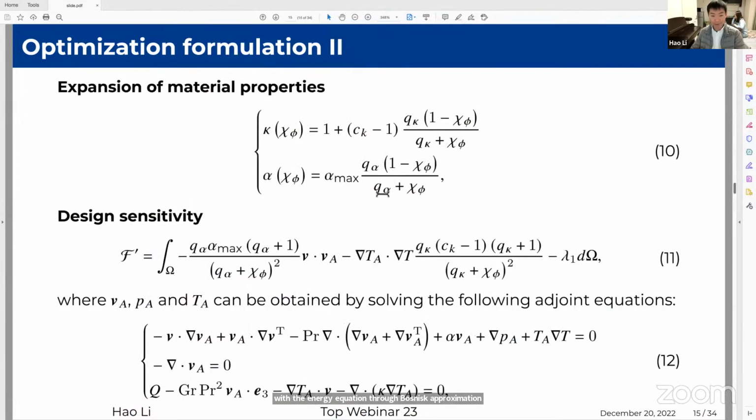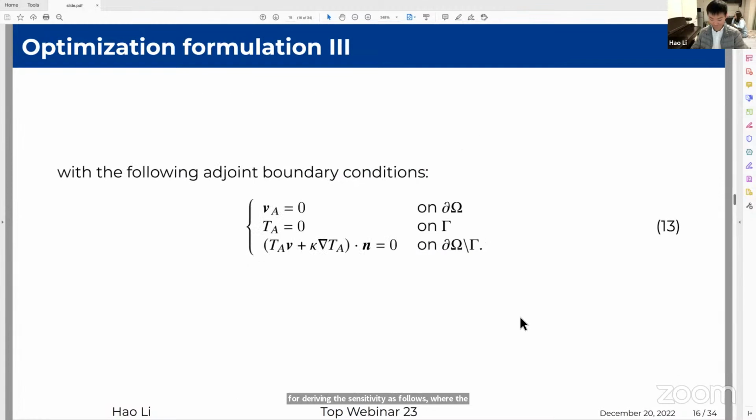And then we use the ramp scheme for the material interpolation, for the thermal conductivity kappa and the inverse permeability alpha. And we use the continuous adjoint method for deriving the sensitivity as follows, where the adjoint velocity, temperature, and the pressure can be solved as in equations 12 and 13.